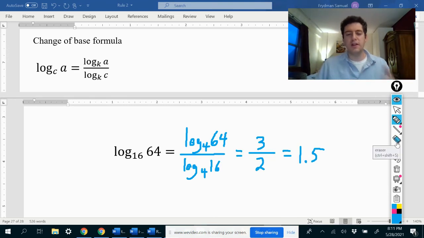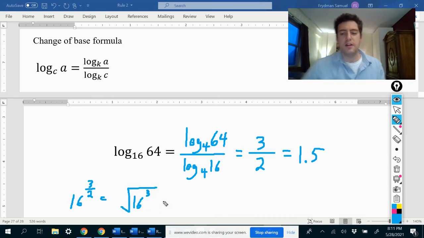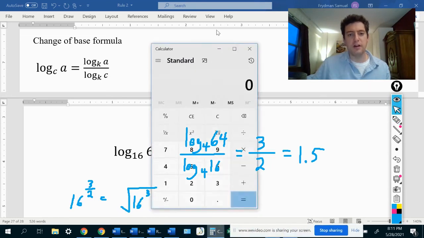We haven't talked about it in these videos yet, but let's look at it as a fraction, 3/2. What it means to take some number, 16 in this case, and raise it to the power of 3/2, it really means that we take 16, we raise it to the third power, and then we take the square root of that. Okay, and we can do that real quickly in a calculator over here.